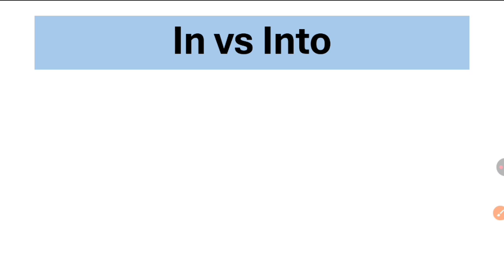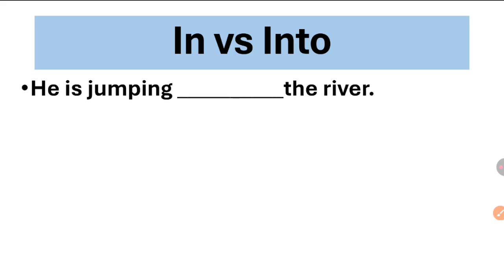So before starting this exercise, you must know the difference. What is that? I've already made a separate video. If you have not watched that on in versus into, then you must watch that. But here also I will tell you the basic difference, side by side. So the first sentence is: he is jumping blank the river. What do you think? What will be the correct answer? He is jumping in the river or he is jumping into the river? Can you tell me? Let me tell you when do we use in.